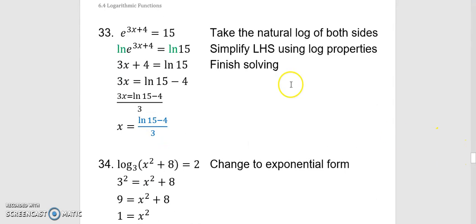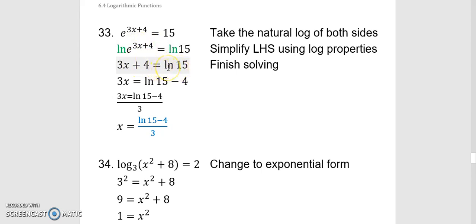Number 33, we have another exponential equation where we cannot write the bases as a common base, so we'll take the natural log of both sides once again. We'll have ln e raised to the 3x plus 4 equals ln 15. We'll simplify this left-hand side using log properties. Remember, whenever you have the same base as well as the argument, those will cancel out, and we have this exponent that we're left over here. We'll have 3x plus 4 equals ln 15, and we can finish solving it from there.